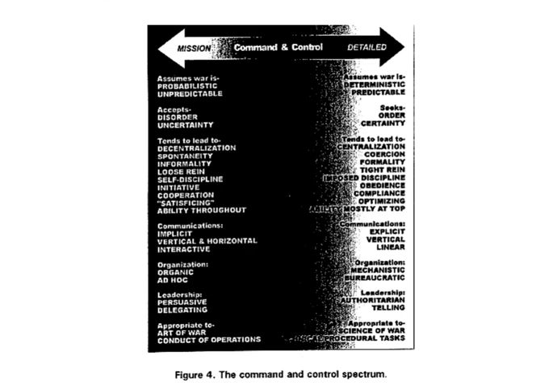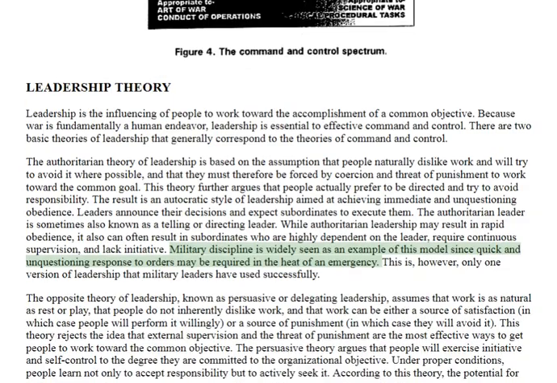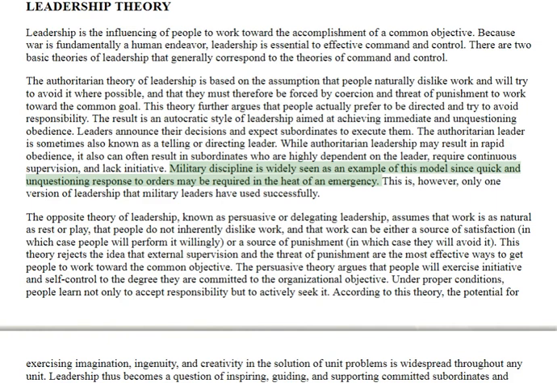While authoritarian leadership may result in rapid obedience, it also can often result in subordinates who are highly dependent on the leader, require continuous supervision, and lack initiative. Military discipline is widely seen as an example of this model, since quick and unquestioning response to orders may be required in the heat of an emergency. This is, however, only one version of leadership that military leaders have used successfully.